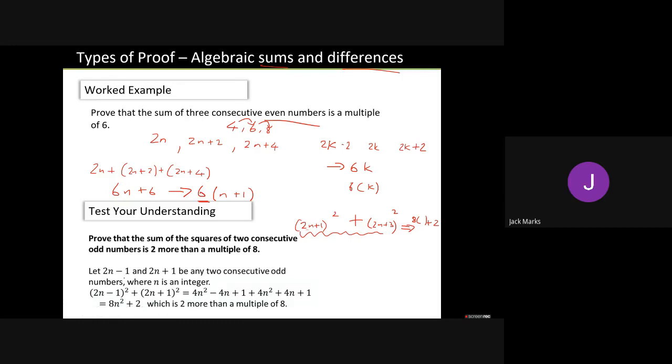Okay, they've gone for 2n minus 1 and 2n plus 1, which will sometimes, again, make your working a little bit tidier. Some stuff will cancel. They are consecutive, so because they're consecutive, they both have n. It's important that it's the same letter. And there we go, 8n squared plus 2. So I would write that as 8, I would probably write it like this.